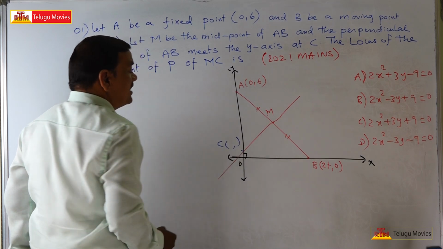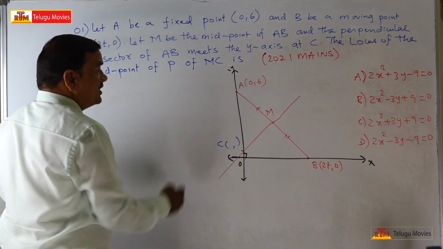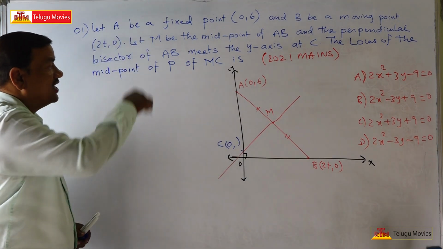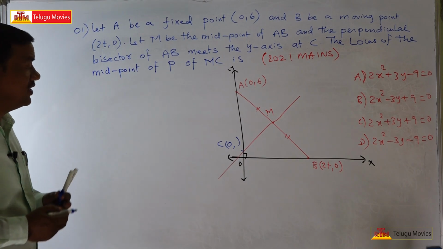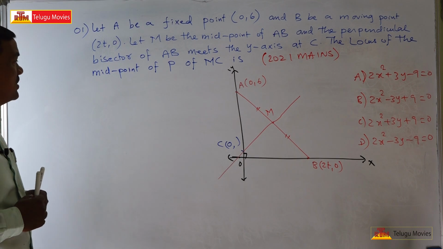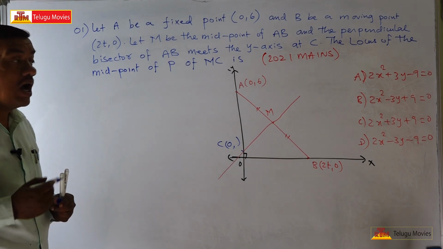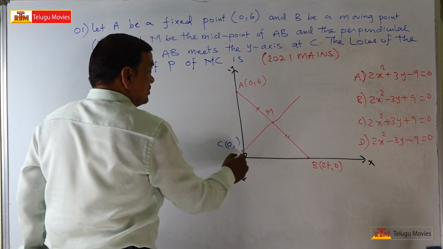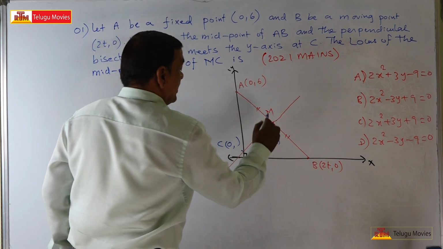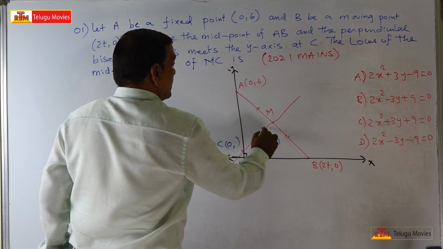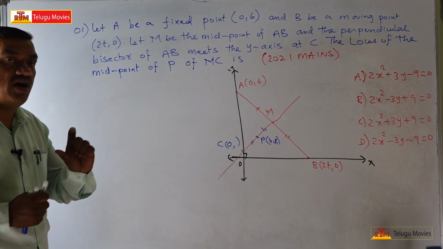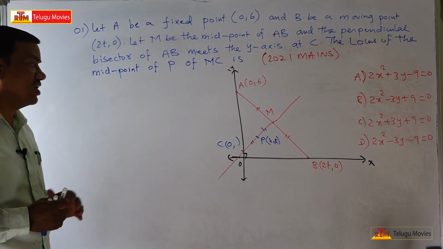So we can say one thing: the coordinates of C are (0, y), since it lies on the y-axis and the x-coordinate is 0. Then we are asked to find the locus of the midpoint P of MC. So this is MC, and its midpoint is P; let us call it (h, k). We have to find the locus of the midpoint P (h, k).